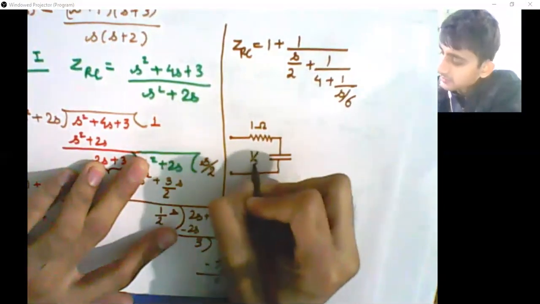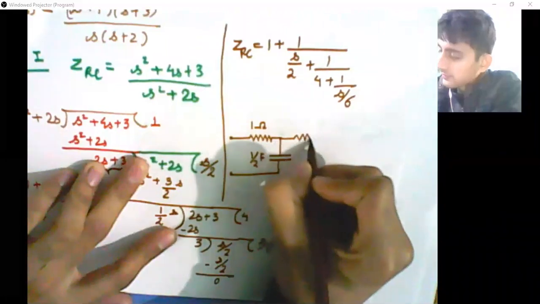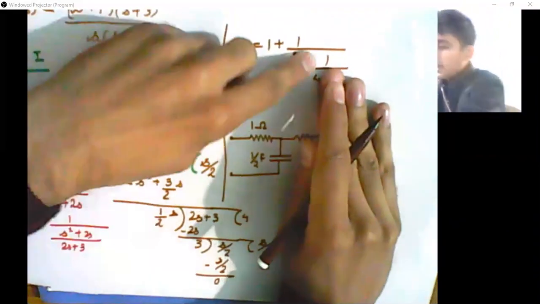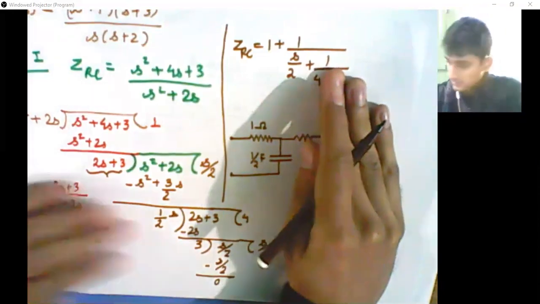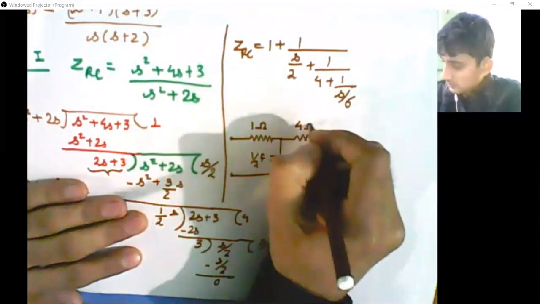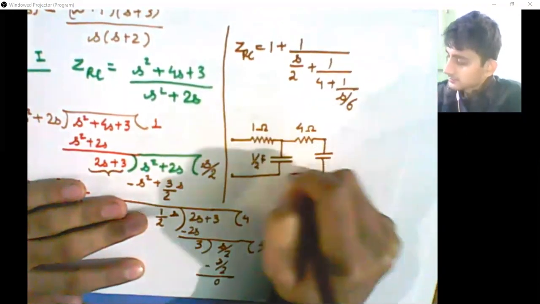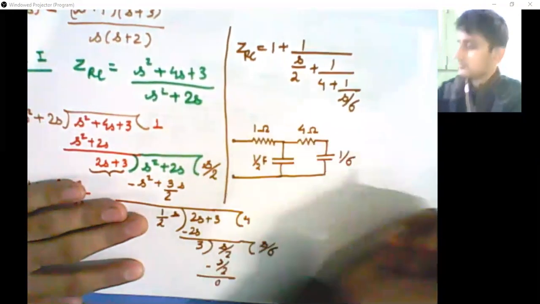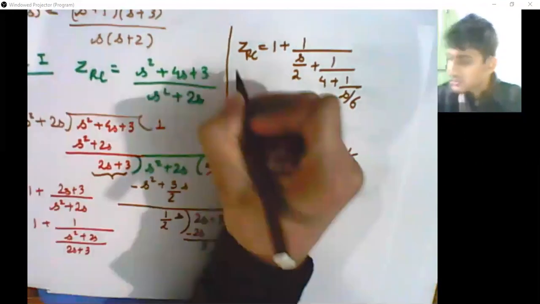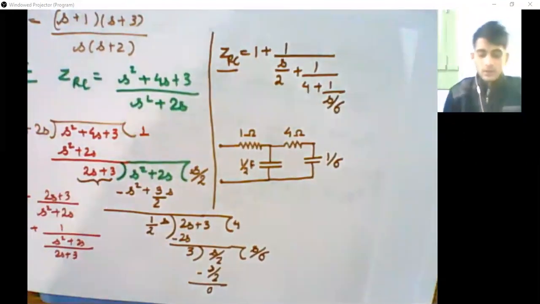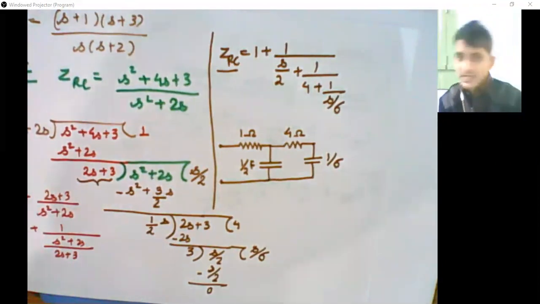half farad capacitance. Then I will have, you see that this is again 1 upon 4. So this you can directly write as 4 ohms. Okay. And then you have 1 by 6 farad of capacitance. And this is your Cauer 1 form of the given circuit or the given function. Okay. So that's how we do Cauer 1 for given ZRC, YRC.